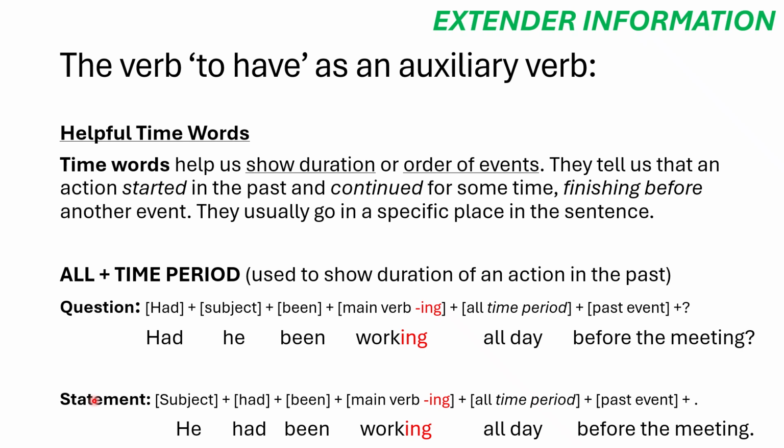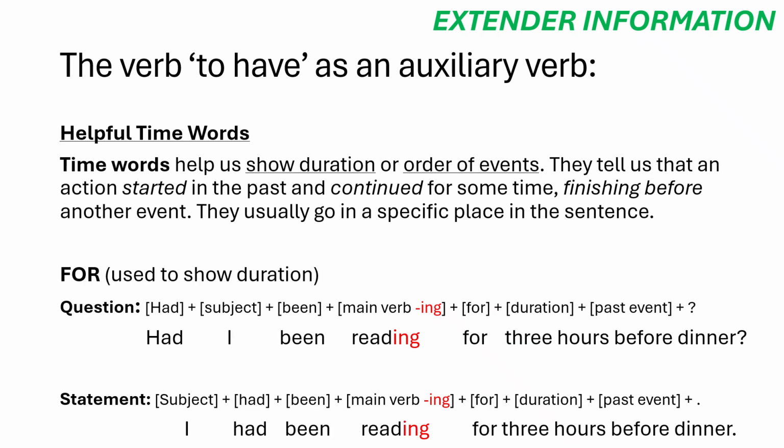In a statement, subject plus had plus been plus main verb plus all time period plus past event. He had been working all day before the meeting. For is used to show duration. It shows how long an action had been happening before another past event.